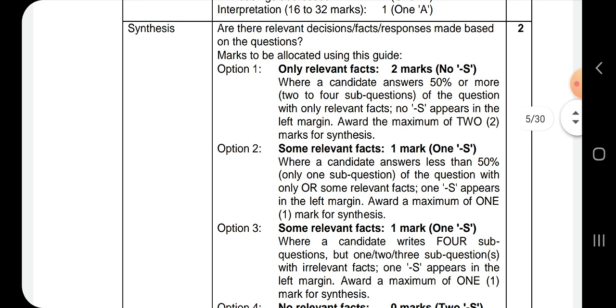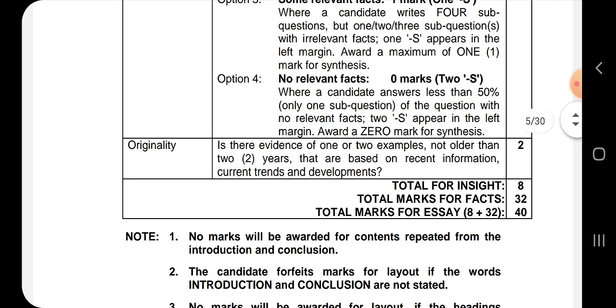Only relevant facts, 2 marks. Some relevant facts, 1. So you need to give relevant facts. So synthesis is 2 marks. And originality: is there evidence of one or 2 examples not older than 2 years? You can talk about something that recently happened in the country, that you heard in the news. That is originality, and that gives you 2 marks in your essay.